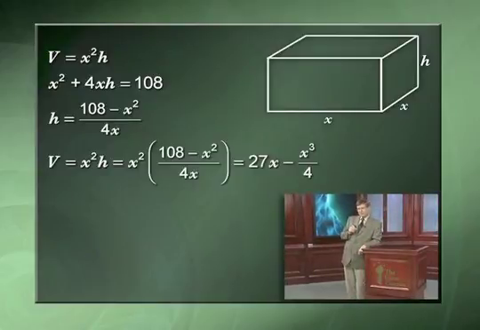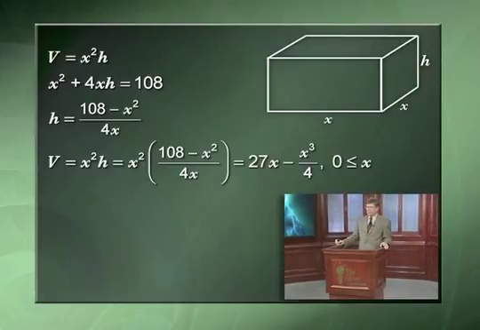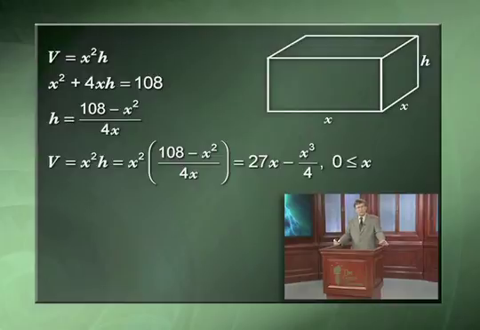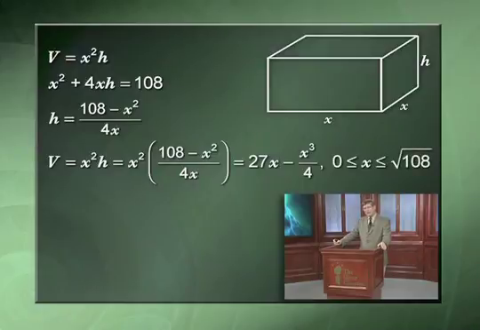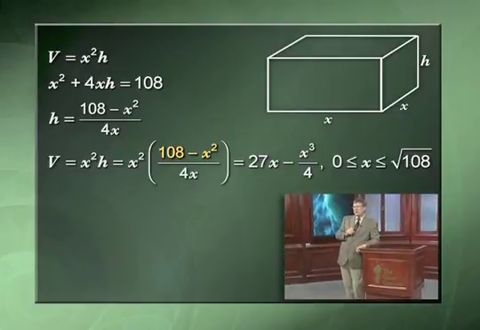But before I do it, I'd like to talk about the domain of this function v that represents the volume of my box. Well, of course, x had better be bigger than or equal to 0. In fact, you might argue that 0 is absurd, because if x is 0, there's no base at all, is there? But let's just assume it's on the closed interval starting at 0. Now, how big can x be? Well, I claim it can be as big as the square root of 108, because if you look back at the h formula, if x equals the square root of 108, then x squared is 108, and h turns out to be 0.